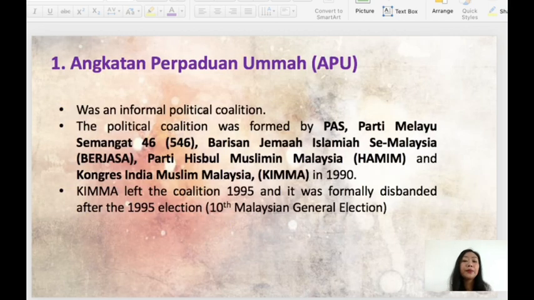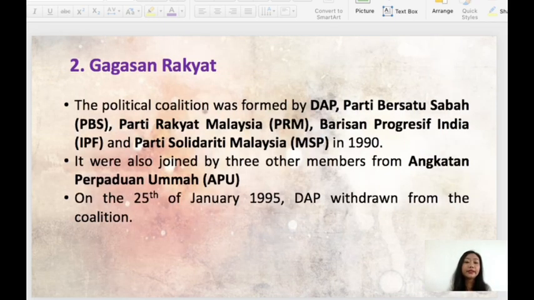Okay, the first one, Angkatan Perpaduan Ummah or APU. It was an informal political coalition. The political coalition was formed by PAS, Parti Melayu Semangat 46 or S46, Barisan Jemaah Islamiah Se-Malaysia or Berjasa, Parti Hizbul Muslimin Malaysia, HAMIM, and Kongres India Muslim Malaysia, KIMMA, in 1990. Yeah? KIMMA left the coalition in 1995 and it was formally disbanded after the 1995 election, or the 9th Malaysian general election. So it was only a short period of time for APU.